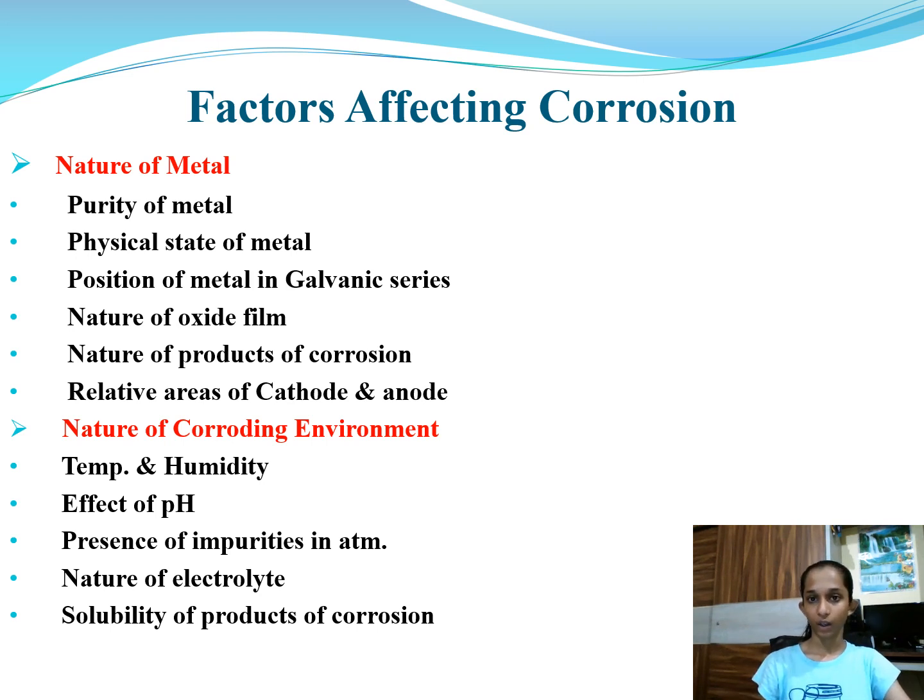Factors affecting corrosion. We have two major factors, that is, nature of metal and nature of corroding environment. In nature of metal, purity of metal, physical state of metal, position of metal in the galvanic series, nature of oxide film, nature of products of corrosion, and relative areas of cathode and anode play an important role. When it comes to nature of corroding environment, temperature and humidity, effect of pH, presence of impurities in the atmosphere, nature of electrolyte, and solubility of products of corrosion play an important role.